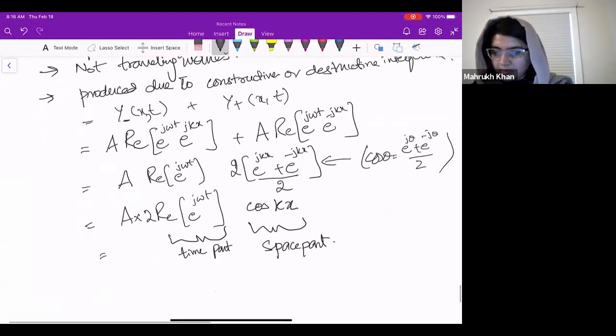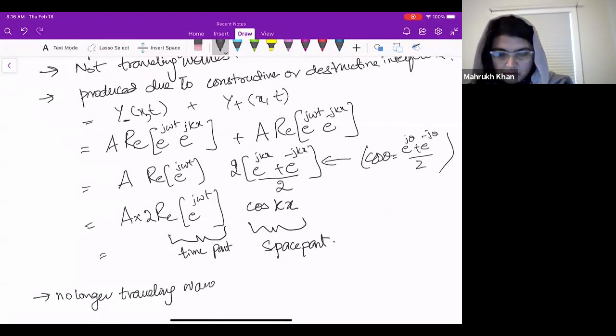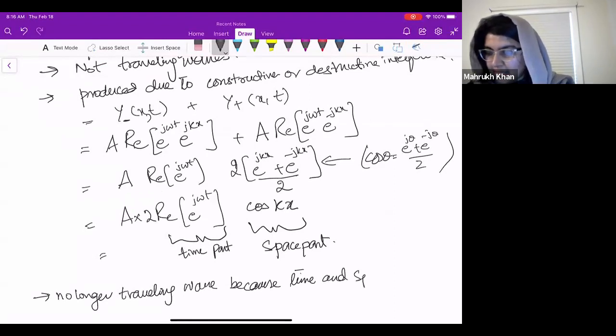So this is no longer a traveling wave, because time and space terms are not interdependent on each other.